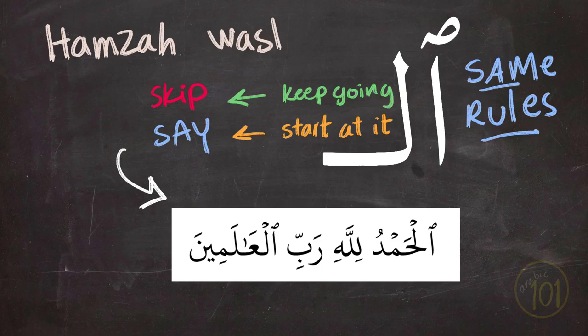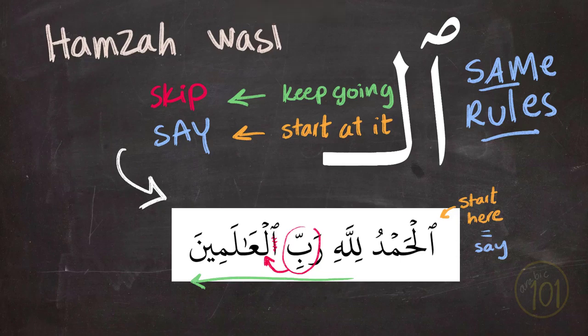Alhamdulillahi Rabbil Alameen. Notice how we pronounce the Hamzatul wasl at the beginning of the word Alhamdu because we started there and we said Alhamdulillah. But we ignored the following Hamzatul wasl because we kept on reading and we said Rabbil Alameen. So here we connected the ba directly to lam and we said Rabbil Alameen.